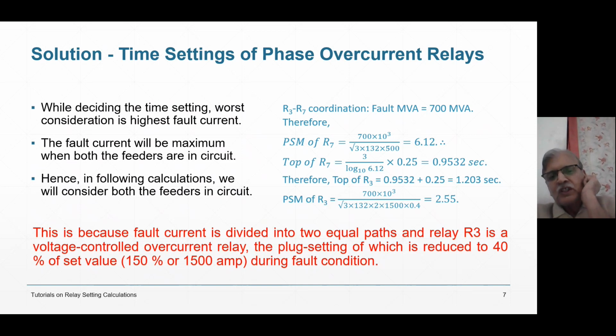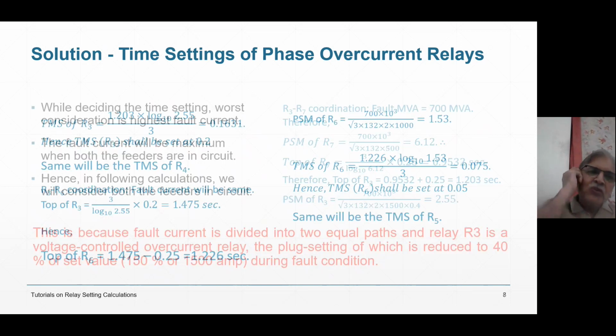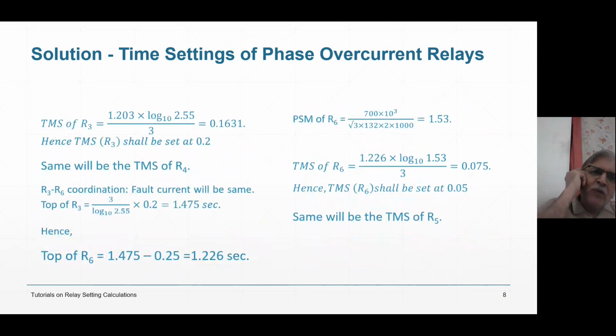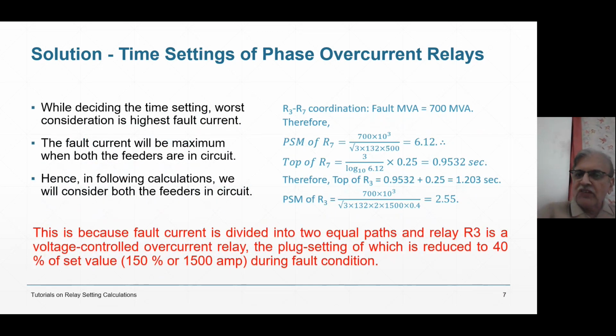This is because the fault current is divided into two equal parts, and relay R3 is a voltage controlled overcurrent relay, the plug setting of which is reduced to 40% of the set value during fault condition. Right. So going further, TMS of R3 what? 1.203. 1.203 is the time of operation of R3.